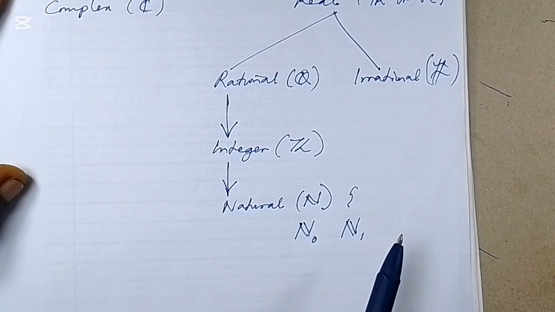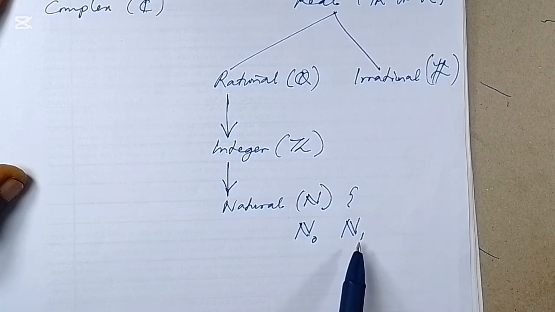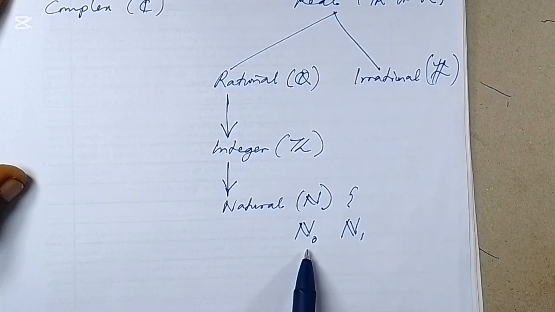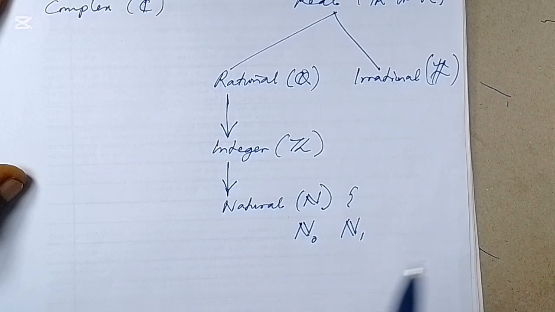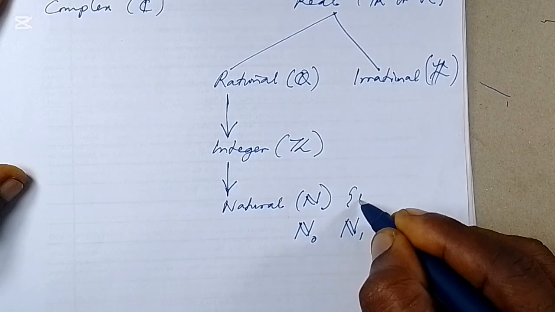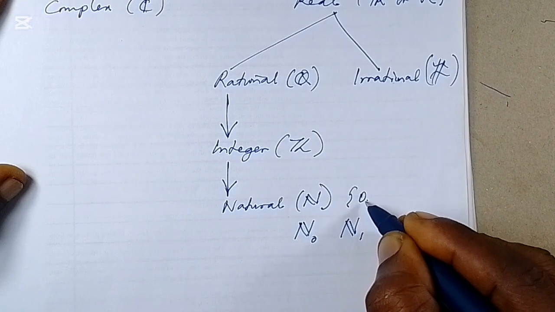There is a group of mathematicians who believe that the natural number system starts with the number 1. So in that system, they believe that 0 is not a natural number. However, there is another group of mathematicians who believe that the natural number system starts with 0. In other words, 0 is a natural number. That is not the focus of this video.